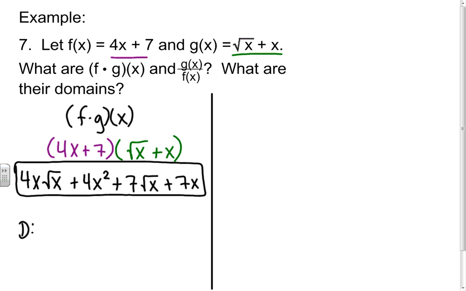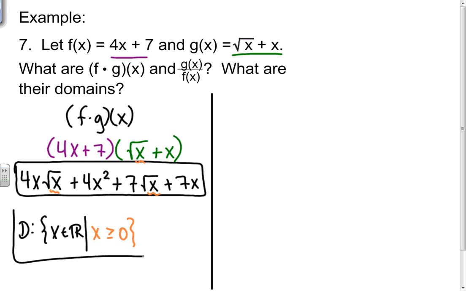For the domain, I do have restrictions because I have square roots. If you take a look, this radical matches that radical, matches that radical. They're all just x. I need to make sure that that's bigger than or equal to 0. Anytime you have a radicand, it needs to be 0 or higher.